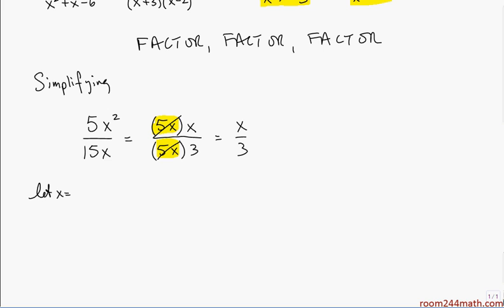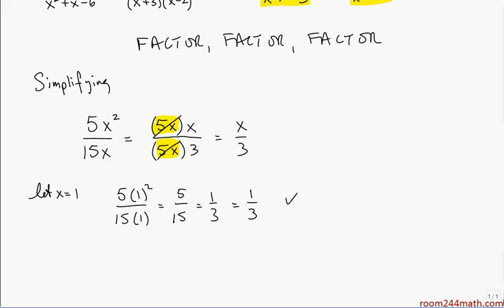So if we let x equal to 1, for instance, the left-hand side would be 5 times 1 squared over 15 times 1. And this is just 5 over 15, which simplifies to 1/3. And obviously the right-hand side, if we let x equal to 1, we get 1 over 3, and that's true. That's great. But is this going to hold for every value of x? Well, it is, with one exception.